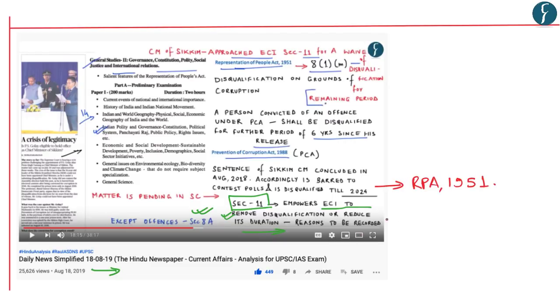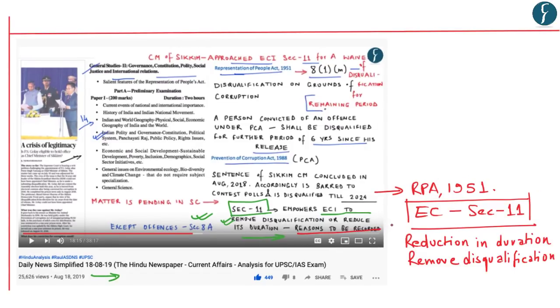So we mentioned that the Election Commission under Section 11 of the Representation of People Act 1951 has the power either to reduce the duration of disqualification or to completely remove such disqualification. However, the Election Commission has to give reasons to be recorded in writing. Further, when this story developed, we also covered it in the month of September, and this was covered by Baswa sir.